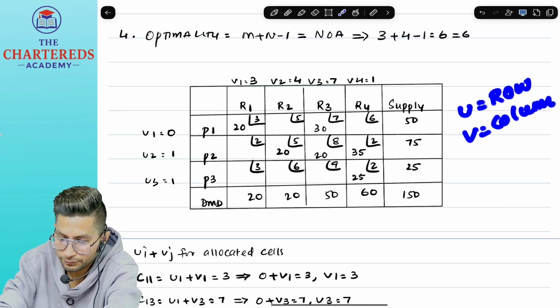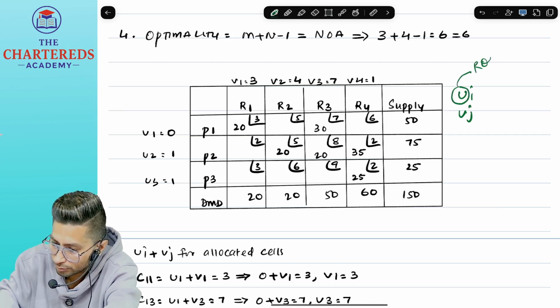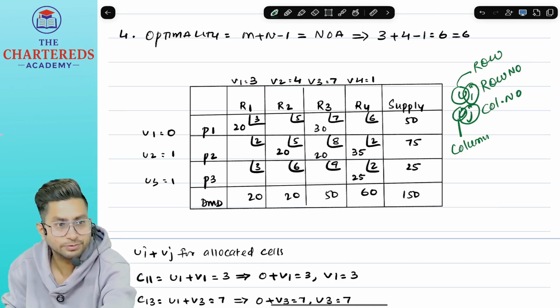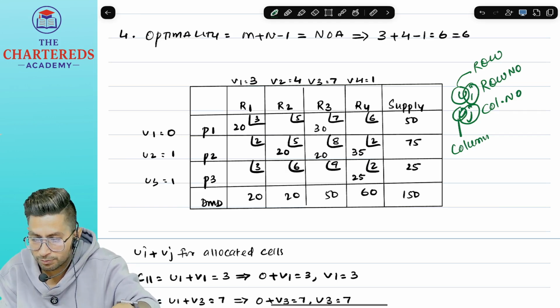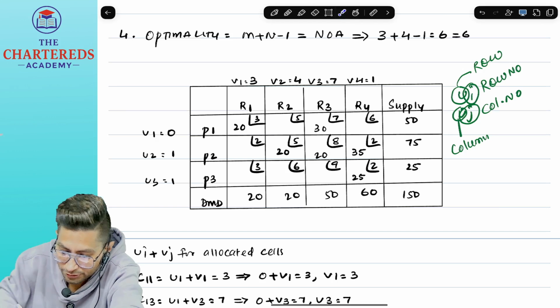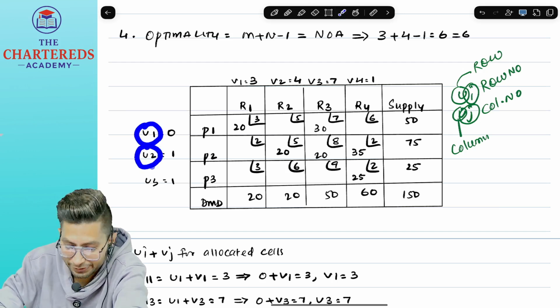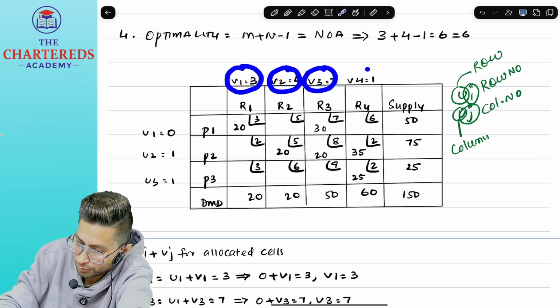I'll write here. Ui and Vj are there, right? Where U represents row, V represents column. I means row number, J means column number. These terms you remember. U means row, V means column, I means row number, J means column number. So here U1 means first row, U2 means second row, U3 means third row, and V1 means first column, second column, third column, fourth column.